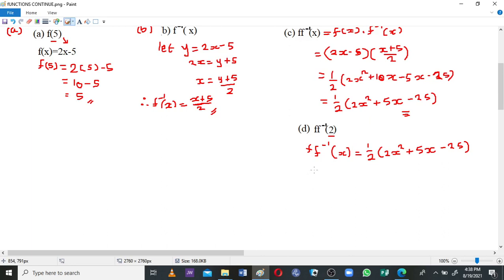Now this time, instead of f inverse of x, we have f inverse of 2. So we have 2 there. This means in this new function, which is a product, we are going to substitute there. So we have 2, you open bracket and substitute x by 2, then plus 5, we substitute that by 2, minus 25.